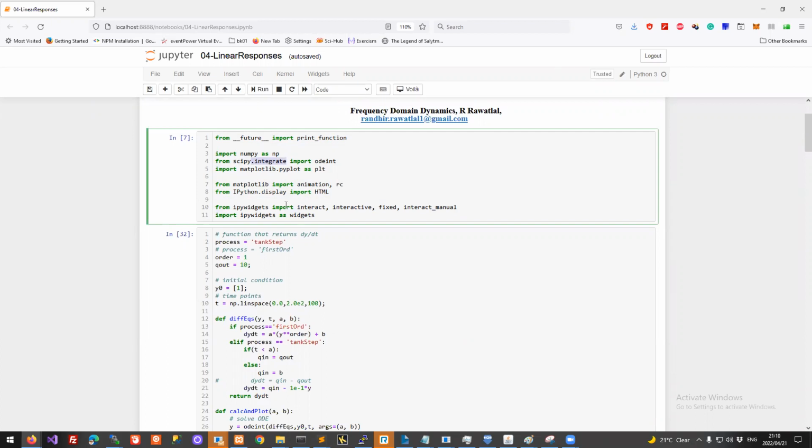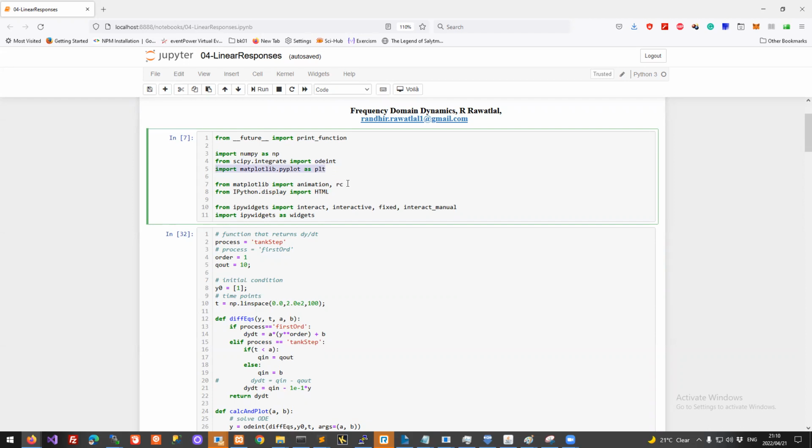So dy dt is some function of y and u. We are going to integrate that differential equation. So we'll use the integrate library in SciPy, specifically ODE integration. Of course, matplotlib for the plotting.